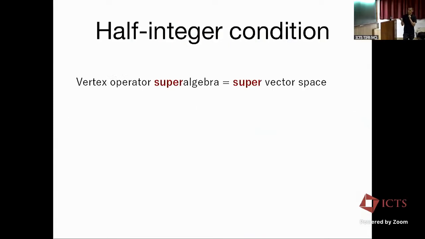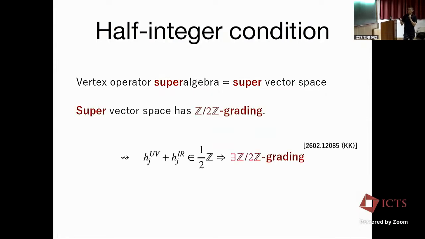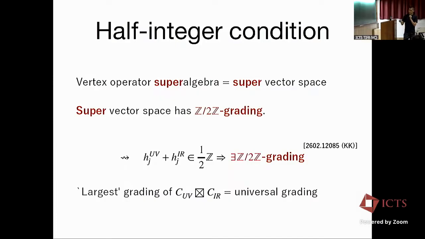The vertex operator superalgebra is based on a super vector space, so it has a Z2 grading. And so these two facts lead to the following logic. If the sum is a half integer, then there should exist a half grade, Z2 grading. So this Z2 grading is a necessary condition for the sum to be a half integer. And the largest grading of this product symmetry, C_UV times C_IR, is given by the universal grading.